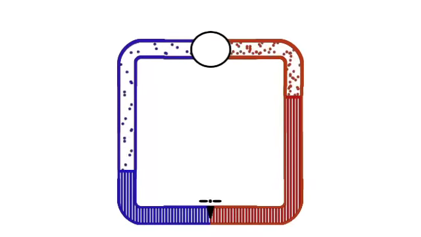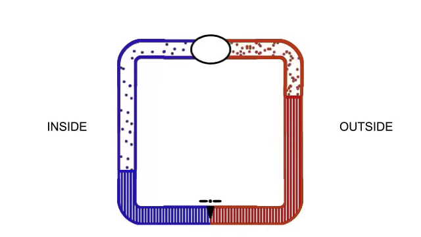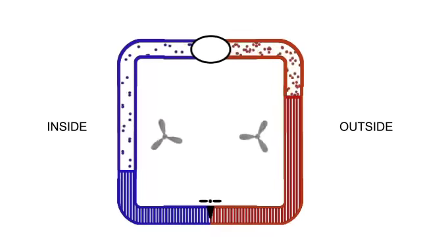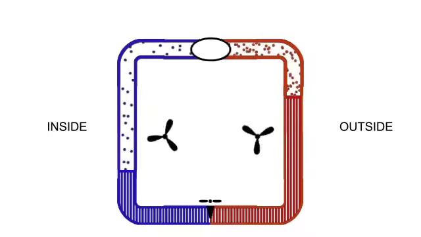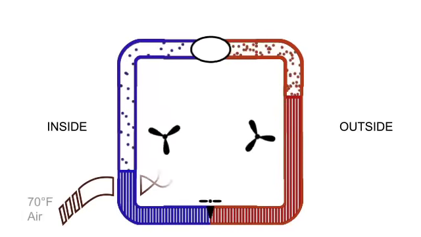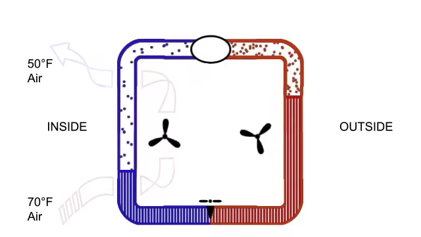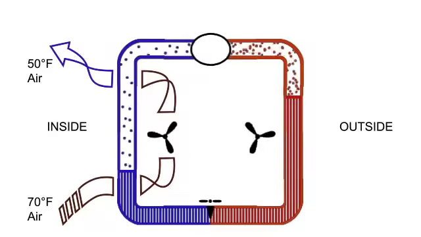Now, let's position the cold side on the inside of our building and the warm side on the outside of our building, and add 2 fans, one per side, to bring air over each pipe. We might then draw in room air at room temperature, say 70 degrees Fahrenheit, run it over a cold pipe, and supply it back to the room at 50 degrees.